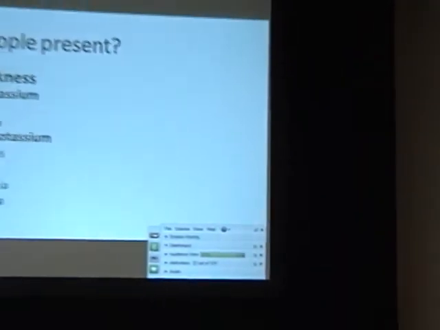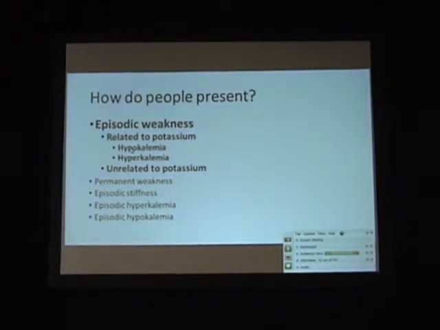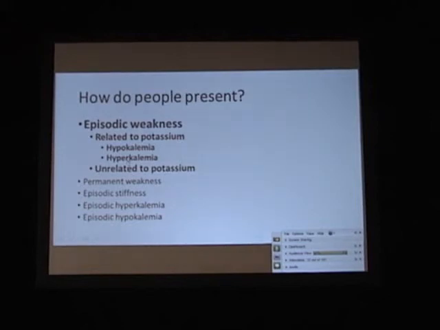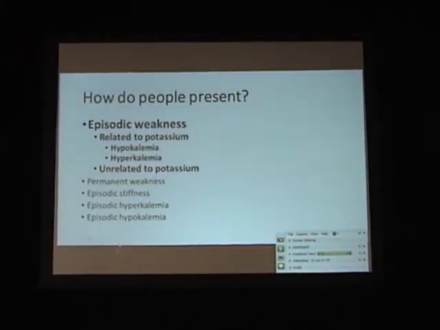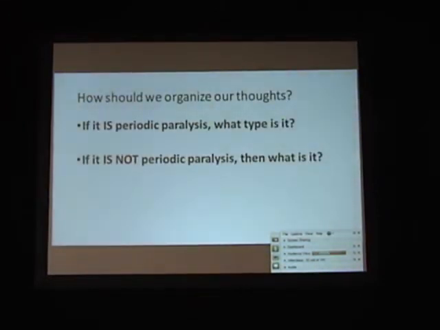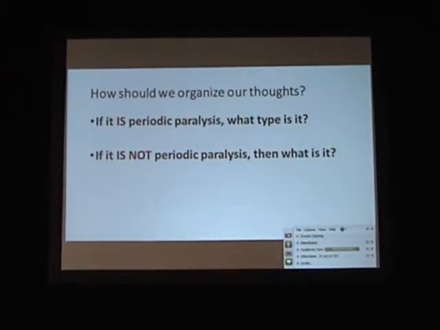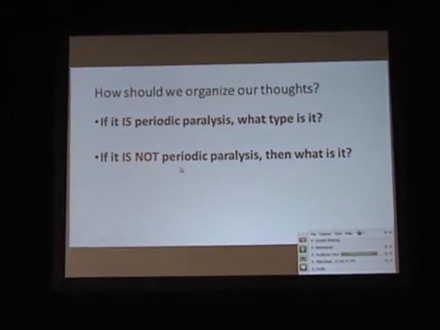Okay, so people can present in a variety of different ways, and so I just laid it out. If you present with episodic weakness, which is the most common complaint, you first have to ask, is it related to potassium? And if so, hypokalemia or hyperkalemia? Or is it unrelated to potassium, which, by the way, happens with some of us. So how do we organize our thoughts? First of all, if it is periodic paralysis, what type is it? Because that's even confusing. We say, okay, fine, you have periodic paralysis, but is it hyper, is it hypo, is it normal, and what do you do with that? And if it's not periodic paralysis, well then what is it?